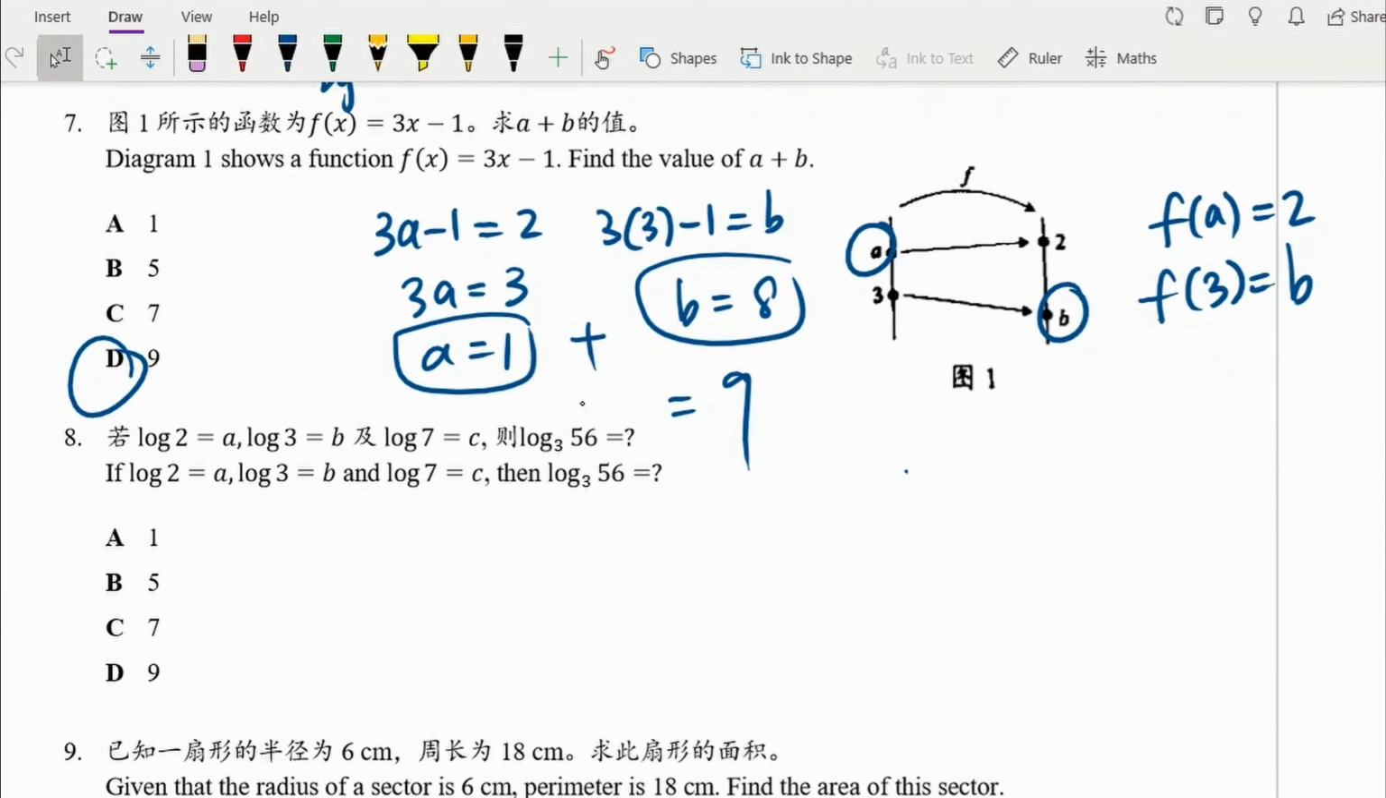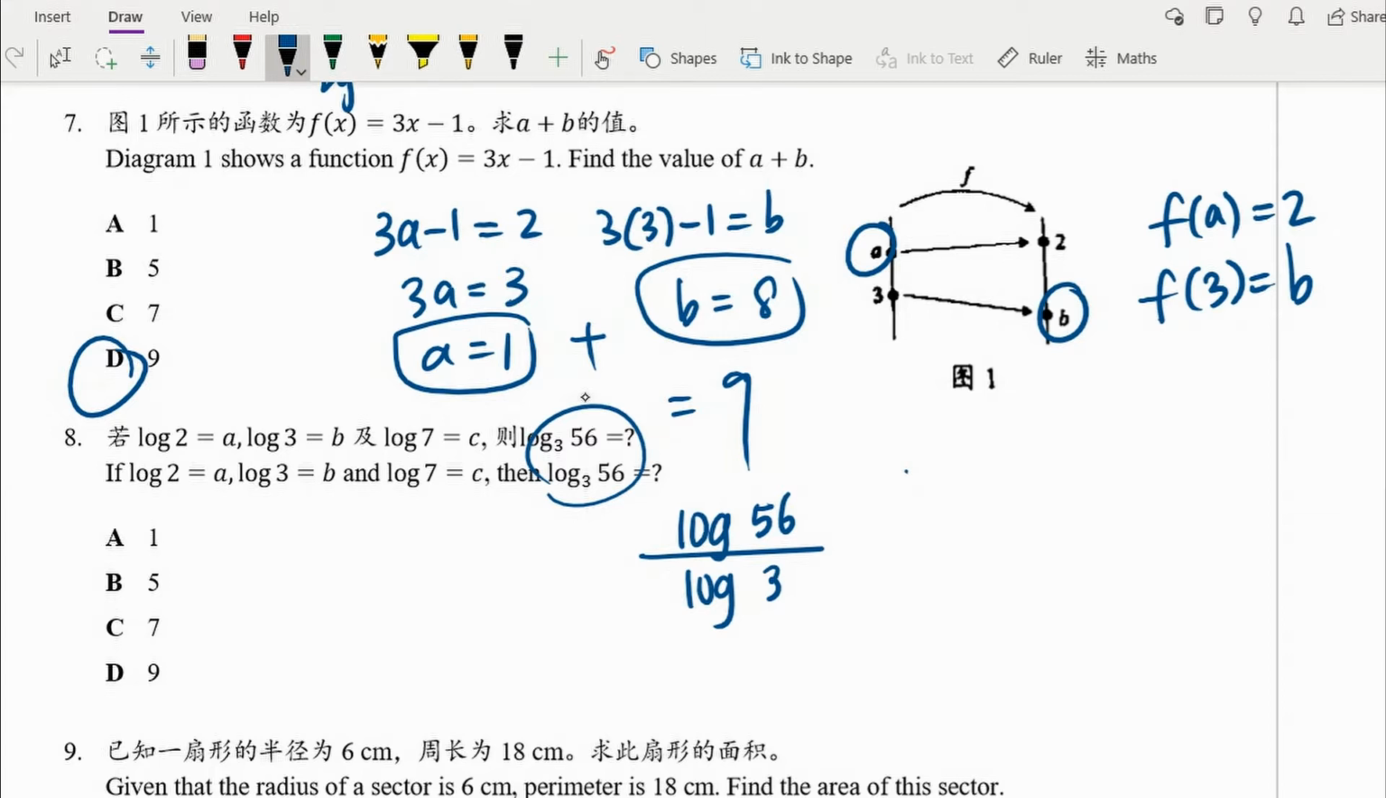Okay, number 8. This is a log question. Log 2 equals a, log 3 equals b, log 7 equals c. You want to find log base 3 of 56. So obviously you need to change the base because all the information you got is in log base 10. So you just convert this into log base 10. When you want to change the base, it is log 56 over log 3. So how do you get 56? With 2, 3, and 7.